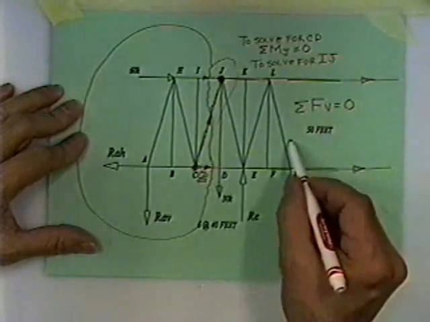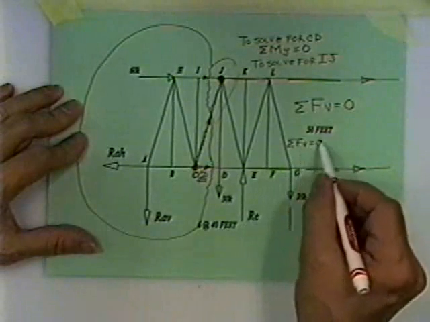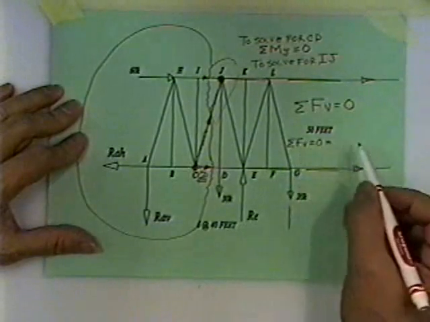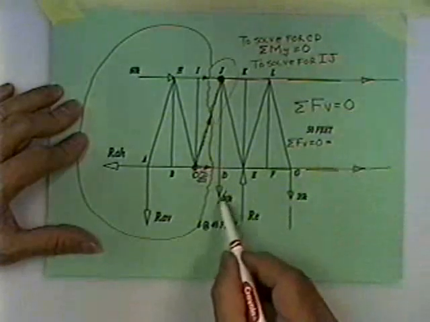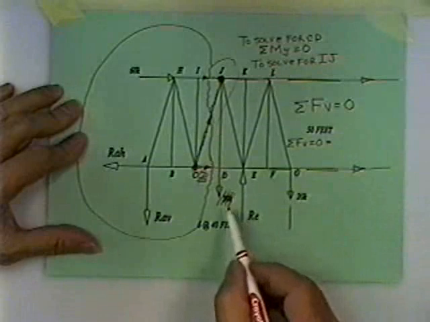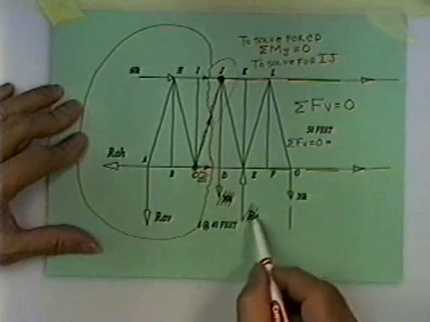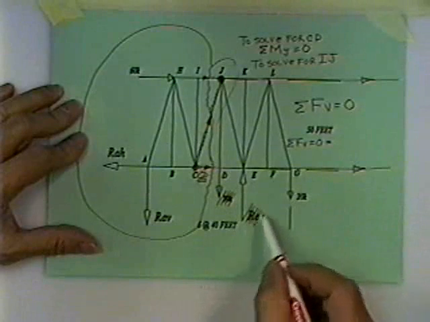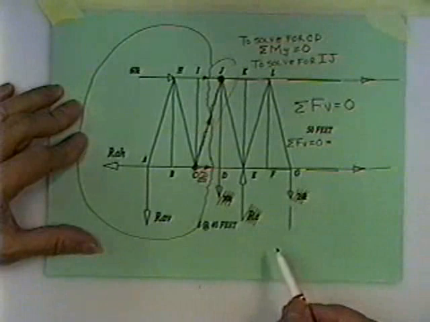So our equation would read, sum forces vertical equals 0 is equal to, I'm not going to include this force. It's not in my free body. I'm not going to include this force. It's not in my free body. Not going to include that force. It's not in my free body.